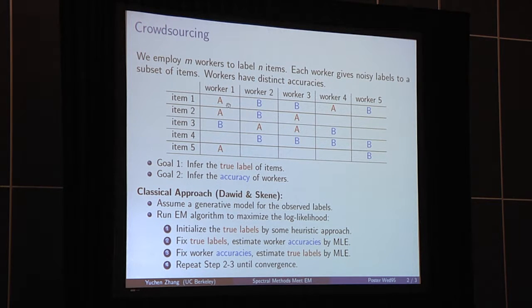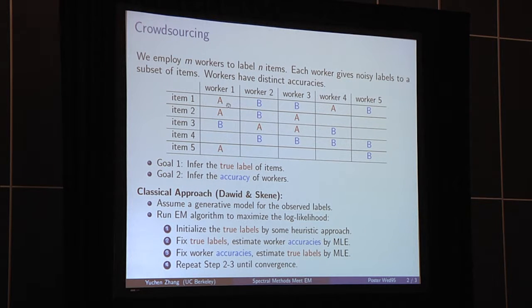The goal of crowdsourcing is to infer the true label of items, as well as estimating the true accuracy of workers to evaluate their performance. The classical approach for solving this problem is to assume a generative model and estimate the model parameters by maximizing log likelihood. This is usually implemented by running an expectation maximization algorithm.